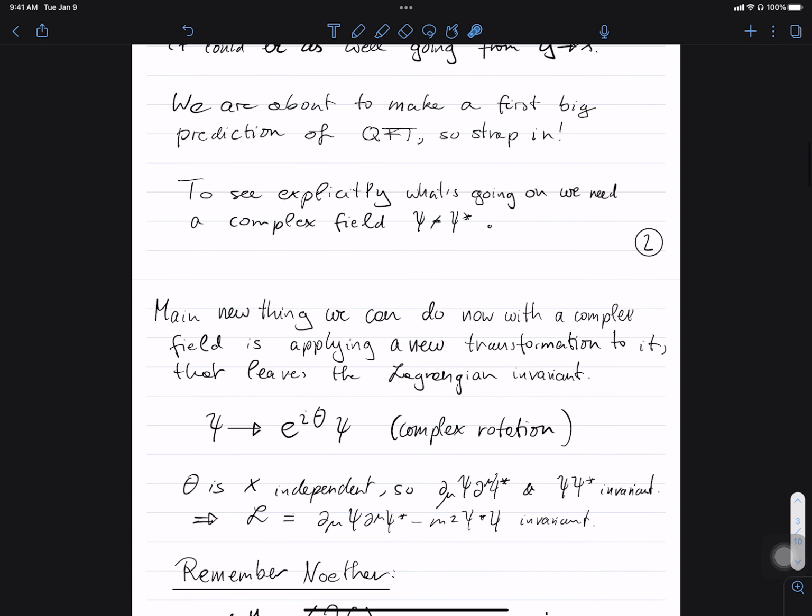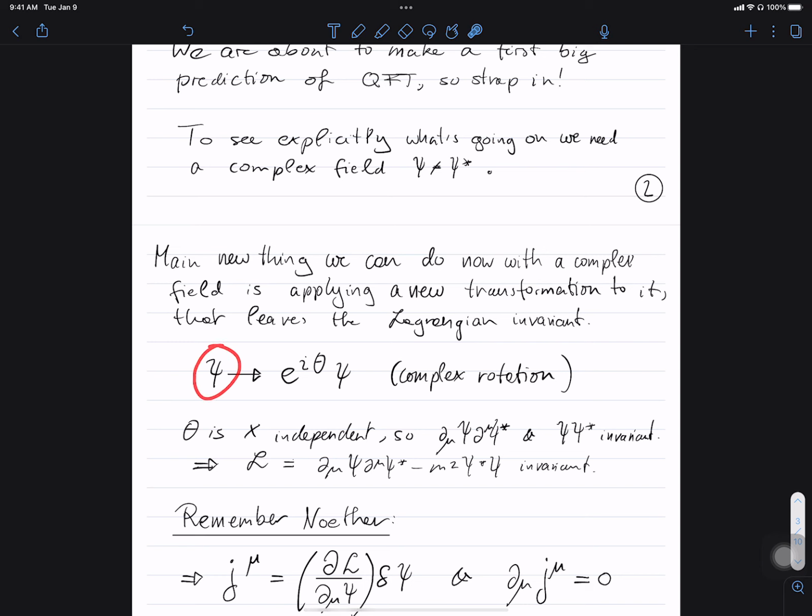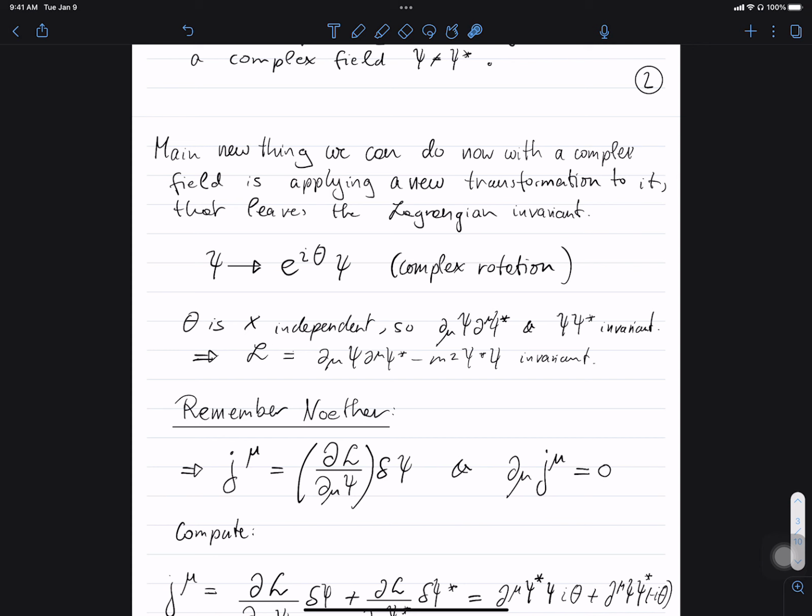Yeah. And the main thing that is new, what we can now do, is that you can multiply the field psi by a complex phase, a unit complex number e to the i theta, where theta is just an angular variable. It is a complex rotation, essentially, of psi in the complex plane, but it leaves the Lagrangian, which is given by this expression, as you remember, invariant.